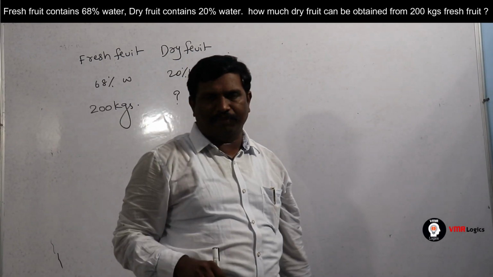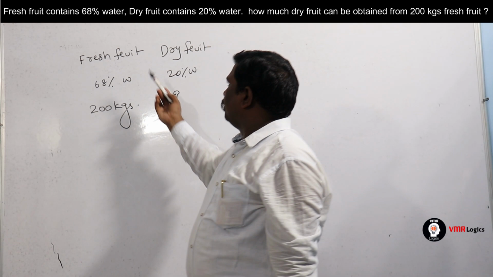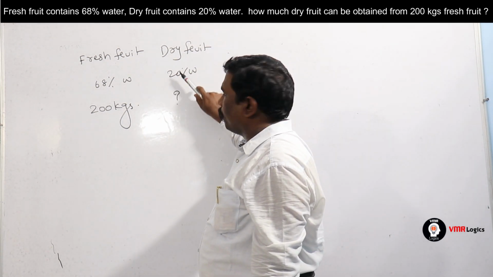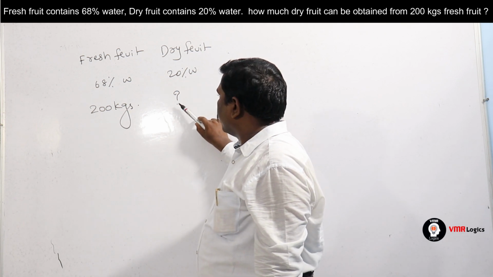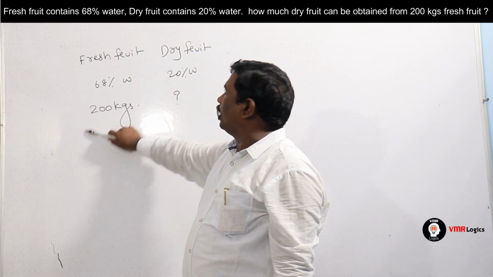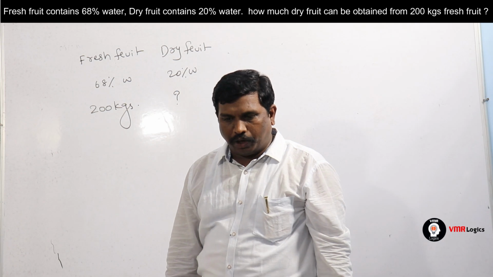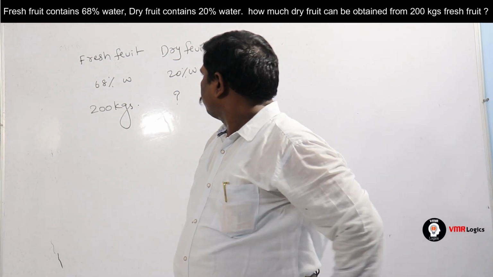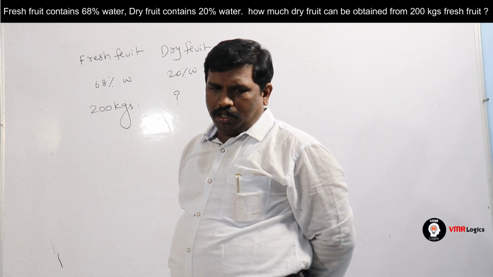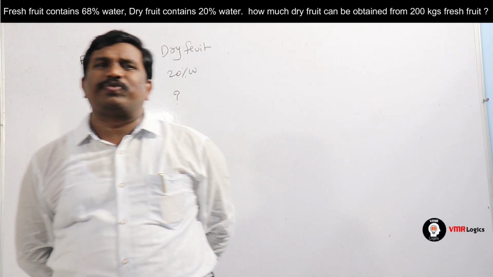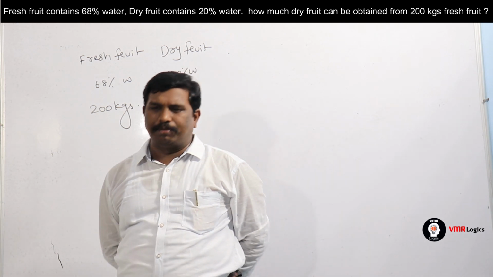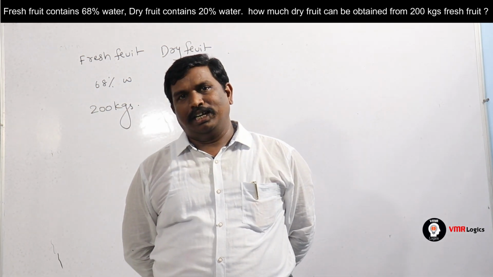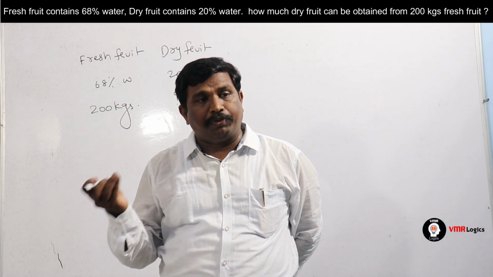I repeat the question for all of you. Fresh fruit contains 68% water. Dry fruit contains 20% water. How much dry fruit can be obtained from 200 kgs of fresh fruit? Now all of you observe, simple question. Guys, there is fresh fruit and dry fruit. Let us see some examples. Fresh fruit to dry fruit: grapes to kismis. Grape is a fresh fruit and kismis is a dry fruit.